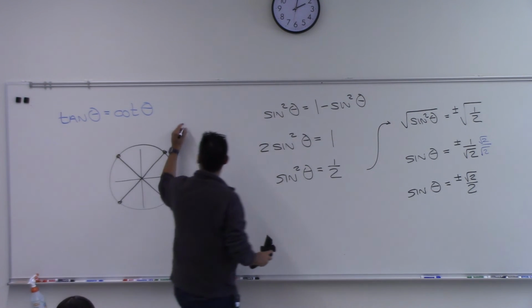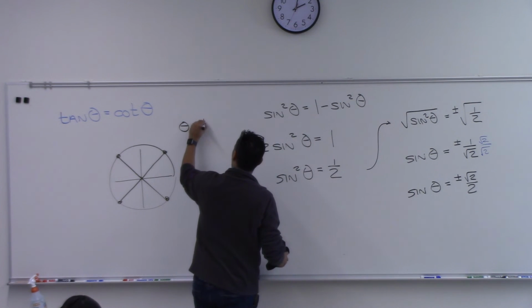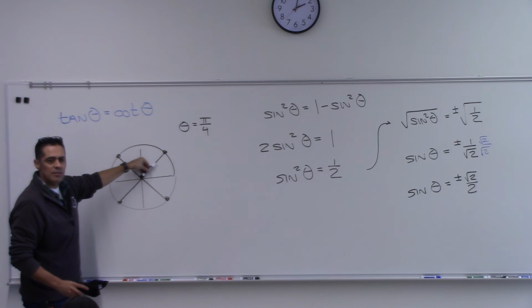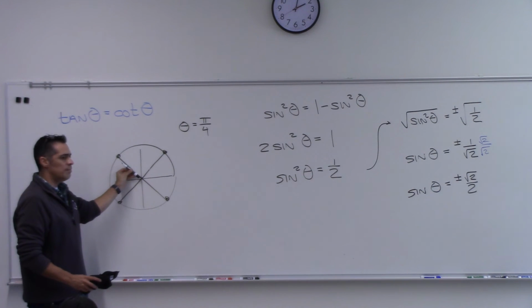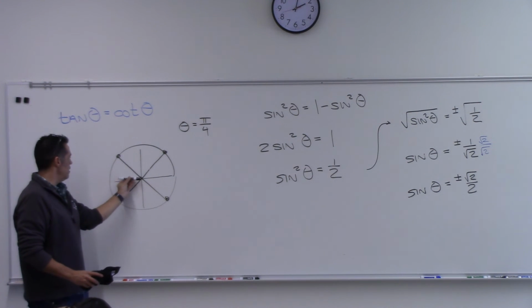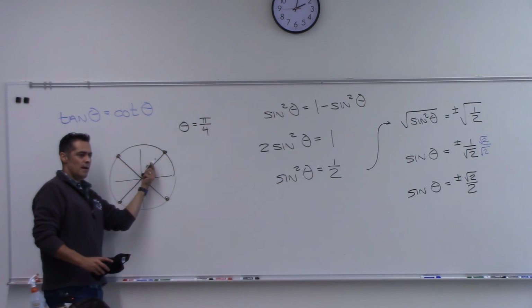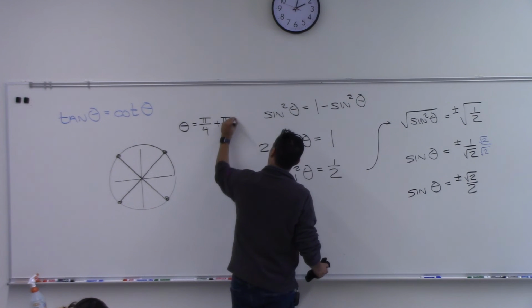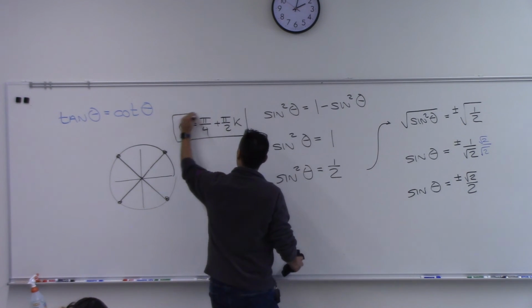So I'm going to start, theta is going to start at pi over 4. That'll start me right here. And then I start jumping by pi over 2. Pi over 2 is a quarter rotation. Pi over 2, pi over 2, pi over 2. So I'll put plus pi over 2k. Those are the general solutions to that.